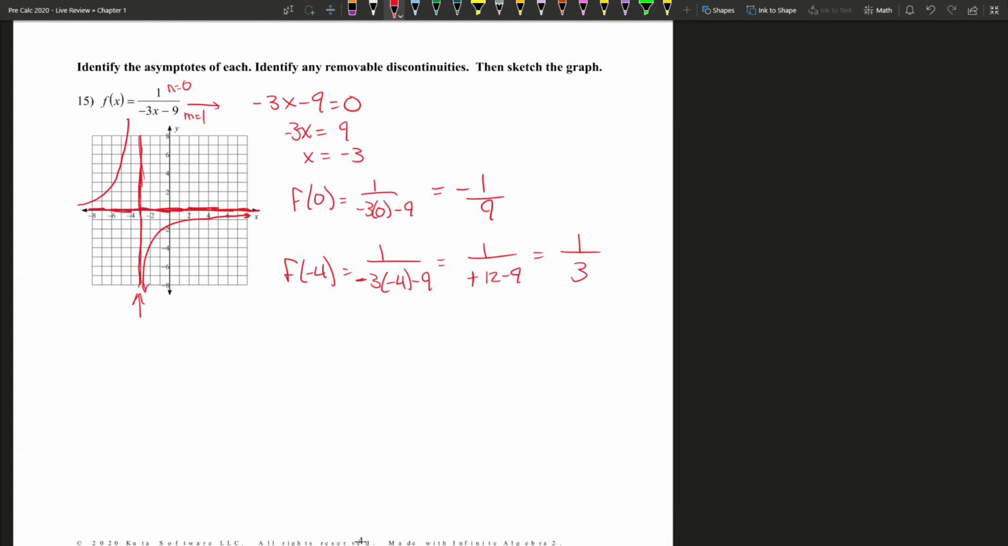Right, and that's it. So you find the vertical, you find the horizontal, and then you test the different intervals. In this case, we're testing everything to the right of the asymptote, and then everything to the left, and we're comparing that to that horizontal red line.